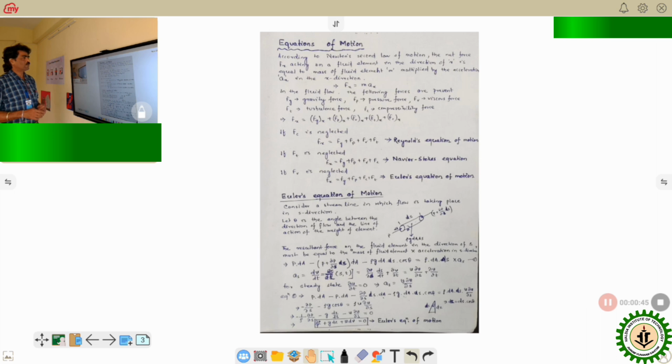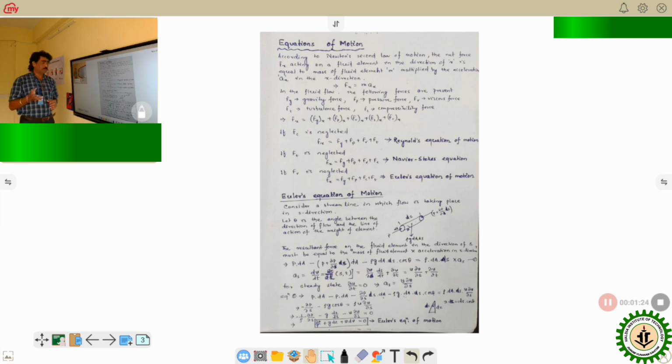In the fluid flow, the following forces are present. Normally, the resultant of these forces moves the fluid in the forward direction. One is gravity forces, second is pressure forces, third is viscous forces, then turbulent forces and compressive forces. The summation of all these forces gives a resultant force in the direction of the flow. If we do not consider compressible flow, then the total equation comes as the Reynolds equation of motion, that is Fx is equal to Fg plus Fp plus Fb plus Ft, because here the compressibility force is not taken into consideration.